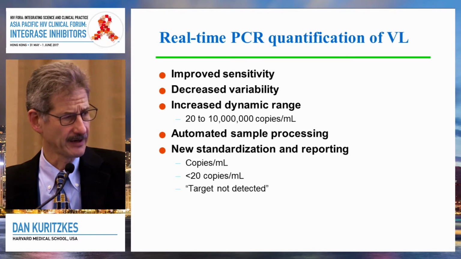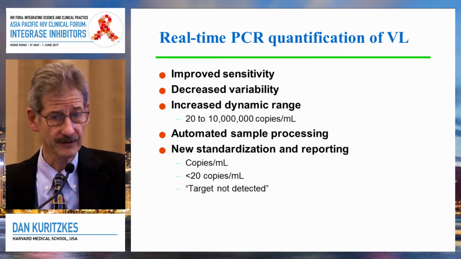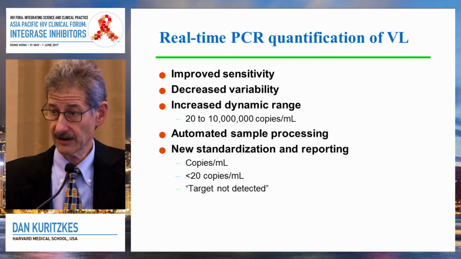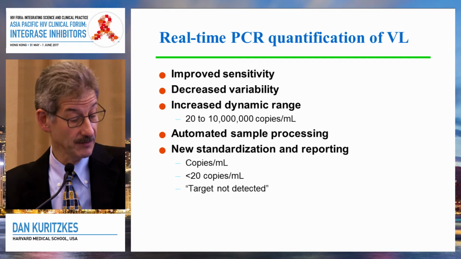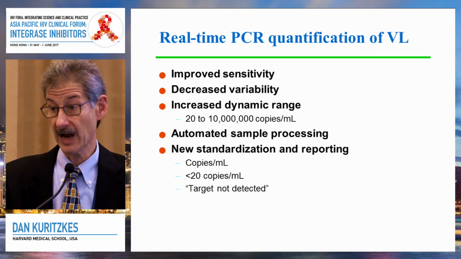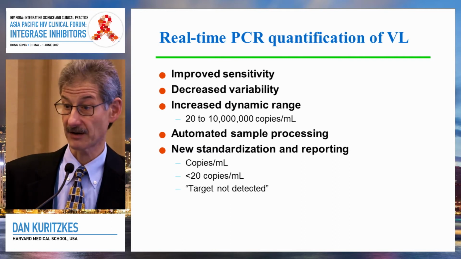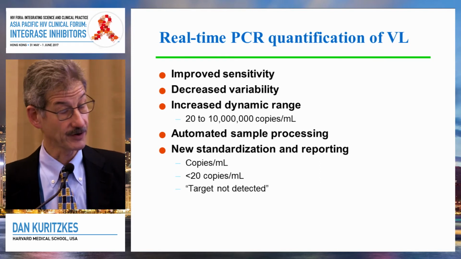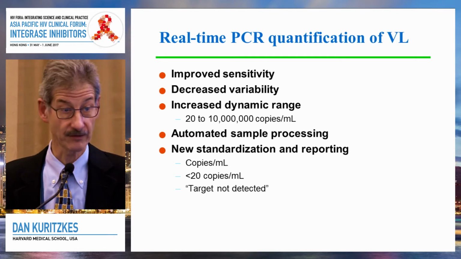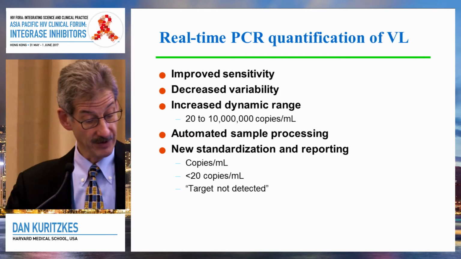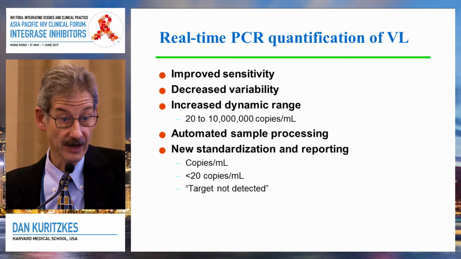And it's been probably a decade now since we switched to a real-time PCR for quantifying virus load, and that allowed for much better sensitivity, much less variation than the old QC PCR, and an increased dynamic range. We can now, with some assays, go from 20 copies to over 10 million copies without having to make dilutions. And there's also automated sample processing, which has increased throughput and also helped to contribute to decreased variation from test to test.